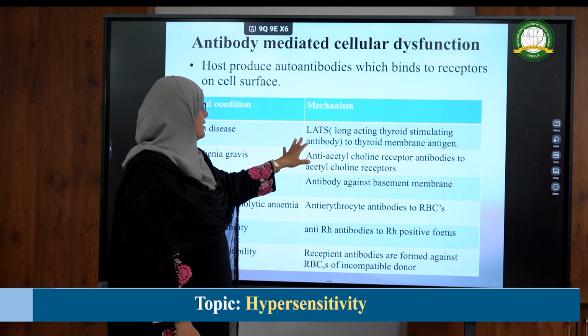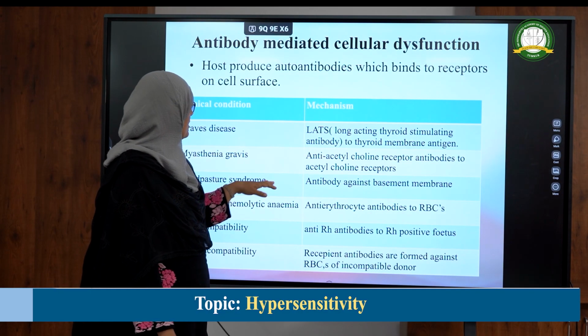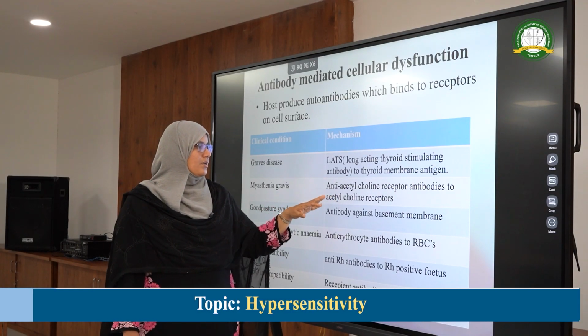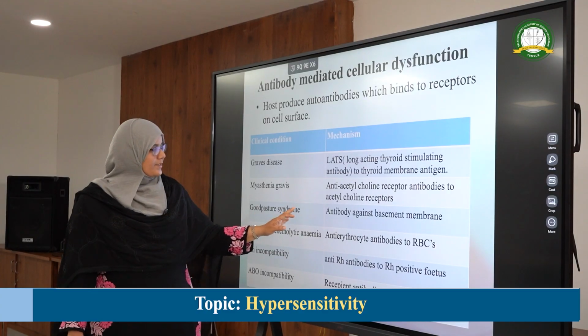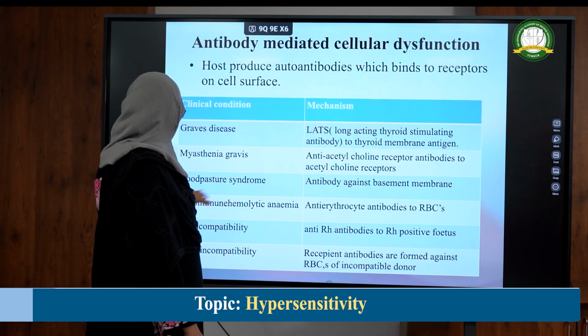long acting thyroid stimulating antibody to the thyroid membrane. It's all acting on the cell surface antigen. Anti-acetylcholine receptor antibodies to acetylcholine receptors. Here it's antibody against the basement membrane of the glomerulus, Bowman's capsule.